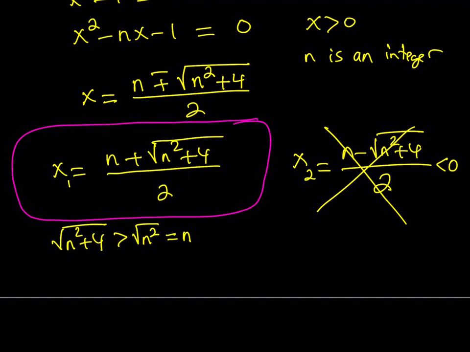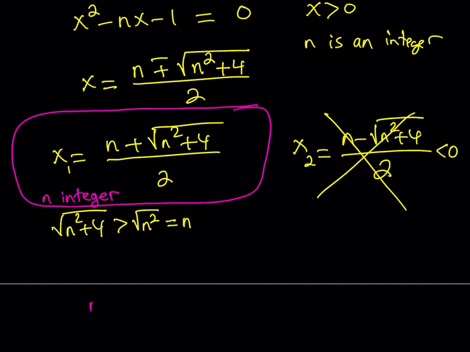Now you may be saying, okay, this is too generic, right? Well, it just means that this is true when n is an integer. Now let's check if it's going to work for negative integers. I'm just curious. Let's say we have something like, how about negative 1? Let's keep it simple. What if n equals negative 1? Then you're going to get negative 1 plus the square root of n squared, which is 1, plus 4. That's a 5, divided by 2.